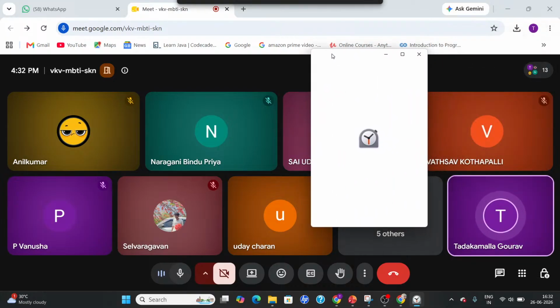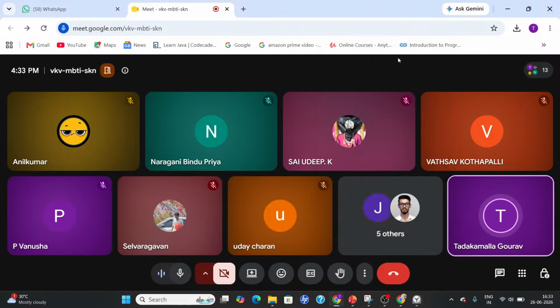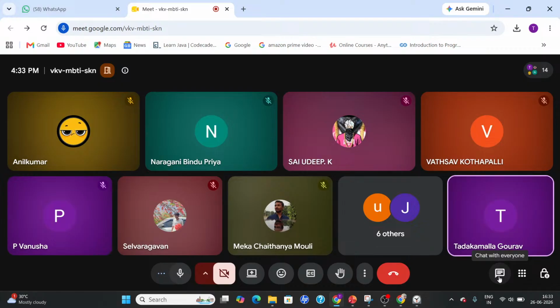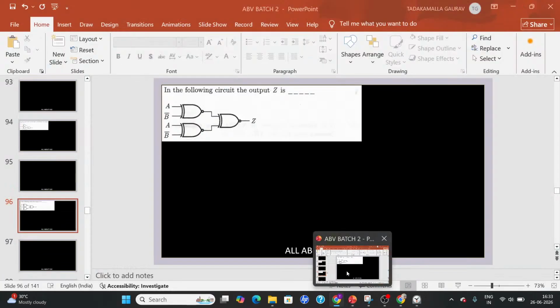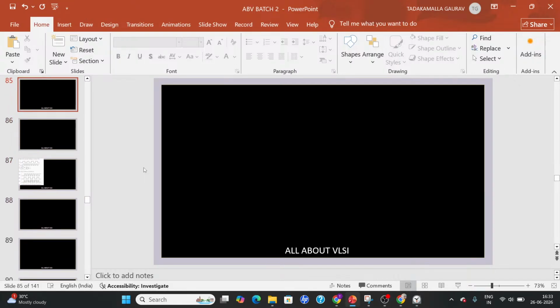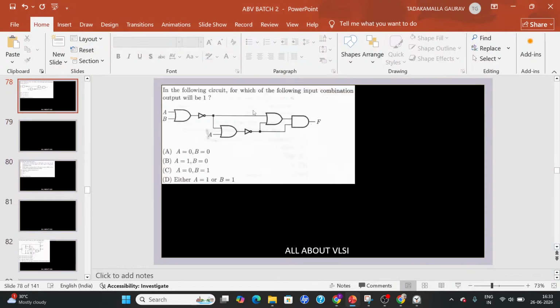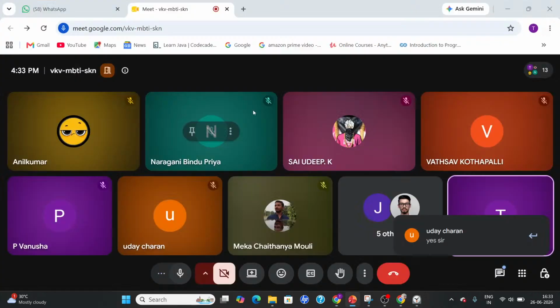Before starting the session, any doubts or any queries in the previous test which I shared previously, the Google form in that particular test? Anyone having any particular queries, please let me know. I hope everything is clear, right? Okay, that's great. Then let's start with this particular session.